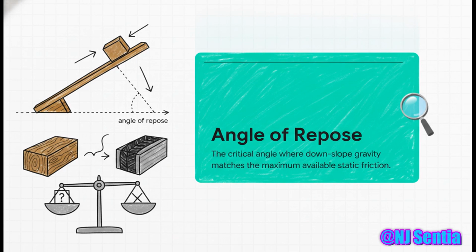Imagine you put a block on a board and slowly start tilting it. Eventually, you'll hit an exact, critical angle where the block just barely starts to slip. That's the angle of repose. Incredibly, it depends entirely on the specific materials touching each other, like wood on wood or rubber on steel. It completely ignores the object's weight. Kind of a game changer when you think about it.